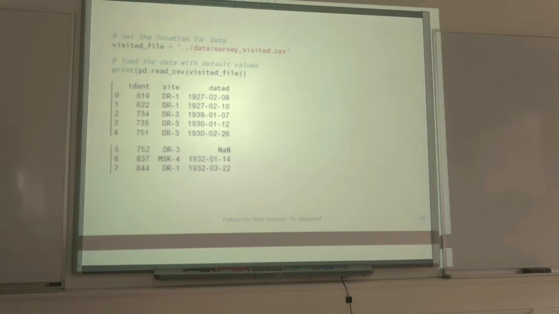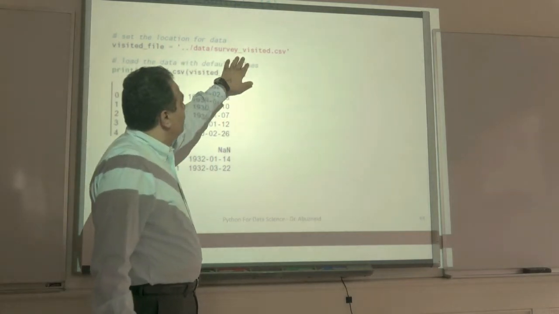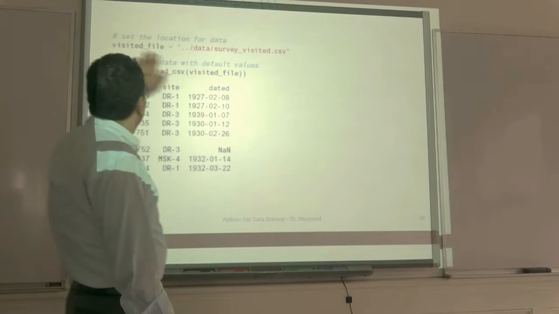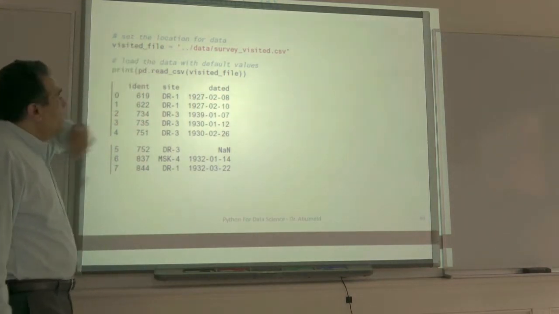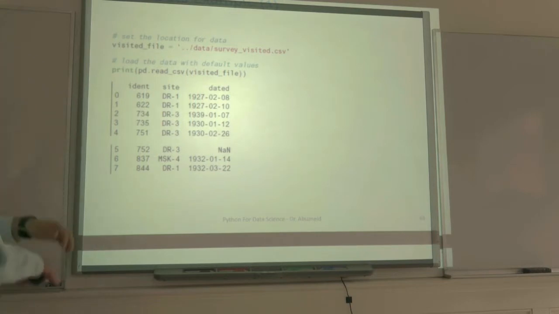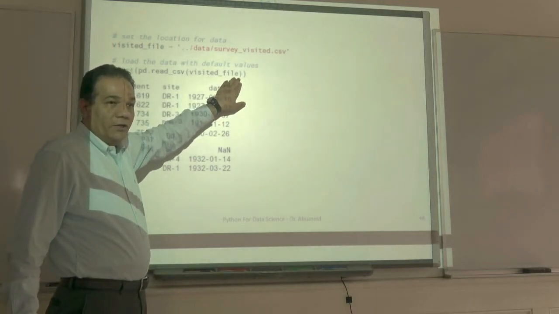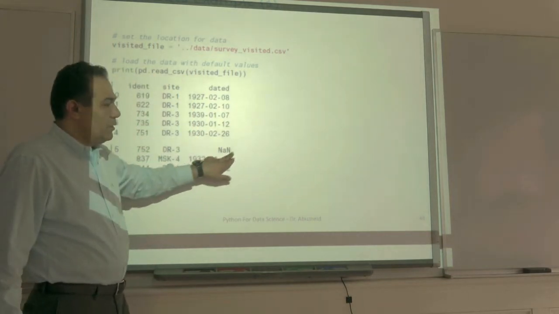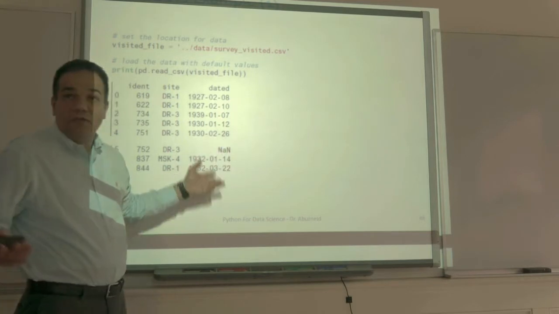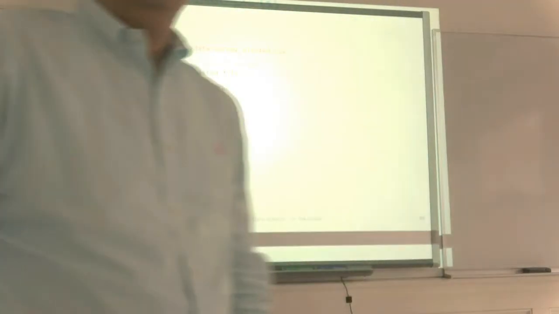Look in here, for example. We are loading a file called survey_visited.csv to a data frame. We call the data frame visited file. So this is a data frame. When we read it, we did not specify any parameter, did we? We did not, right? So it loaded everything, and whenever you have any missing value, it will replace it with NaN as a default.